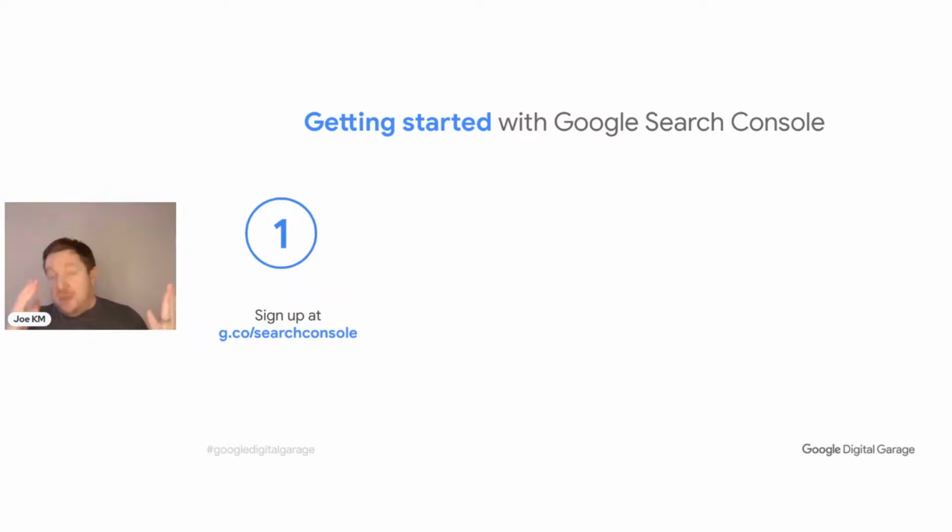g.co/searchconsole. This is how you get to it. Or if you can't remember that, and you haven't got time to write it down, just Google Search Console, and you'll see Google Search Console appear as probably the top link, I imagine. Once you've done this, you will need to verify your website.